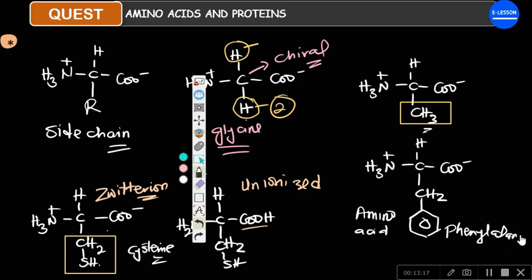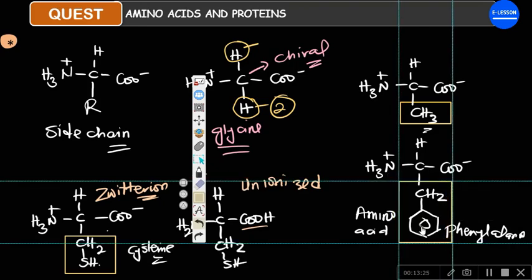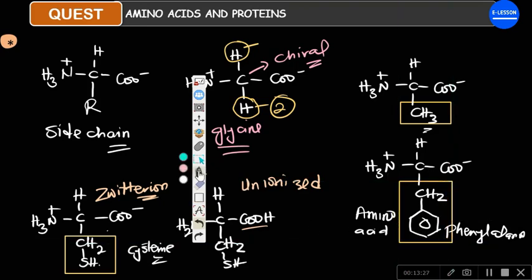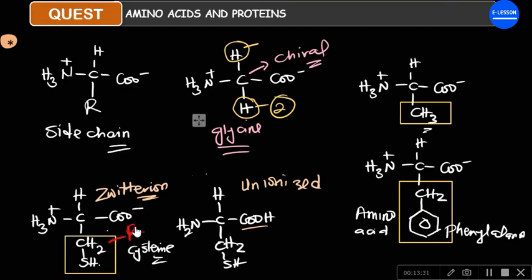So you see that all the amino acids we've been discussing have something in common. What is that? All of them have the same backbone, but the only difference is their side chain. This group here is what we call the R group or the side chain. So here is the R group. This H here is the R group. This CH3 here is the R group. And of course, this one is the R group. So that is the amino acid.